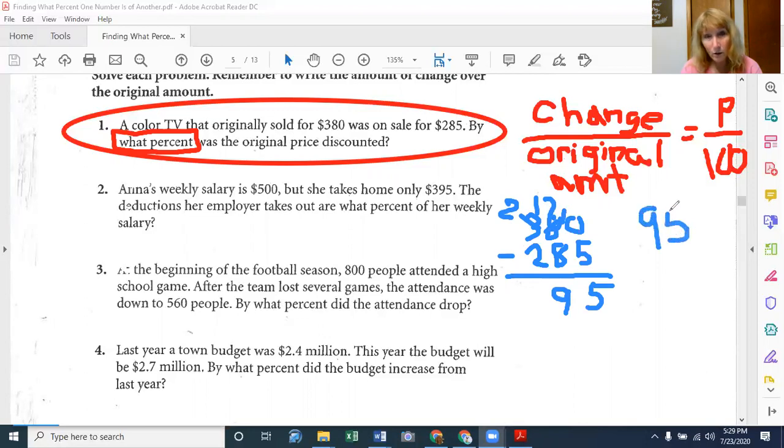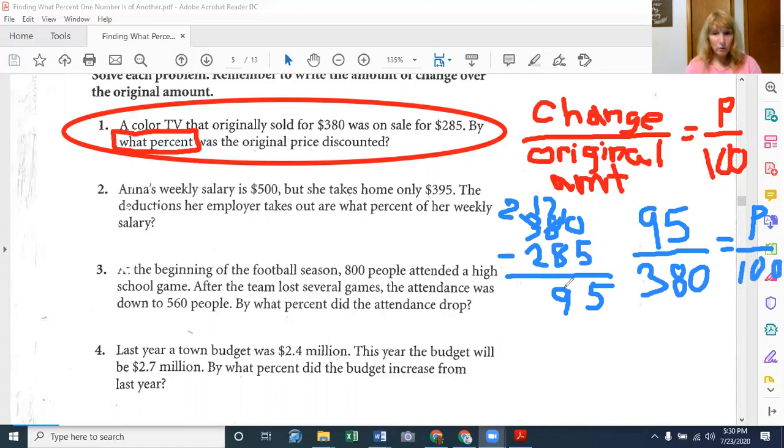95. What is our original amount? Careful, because sometimes it can be an increase in price, sometimes it can be a decrease. Ours is a decrease. So the original amount is the 380, right? Okay. And then we have equals P over 100. So notice the change is on top instead of the part, right? Change is what we're looking for.